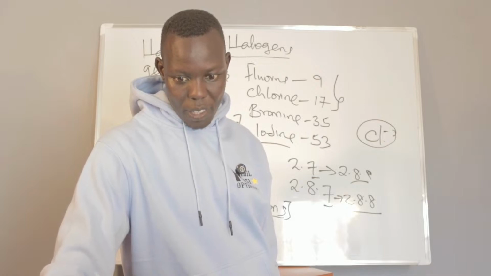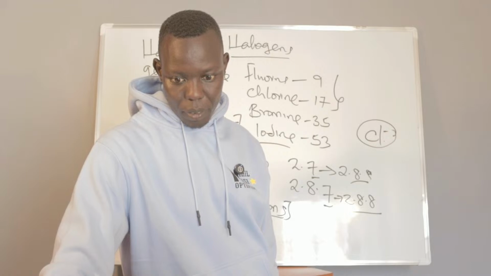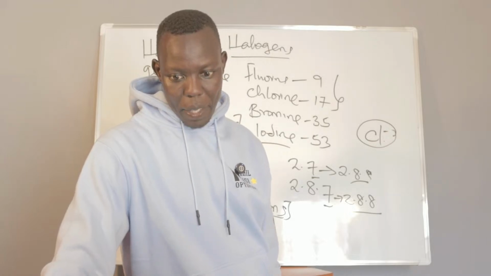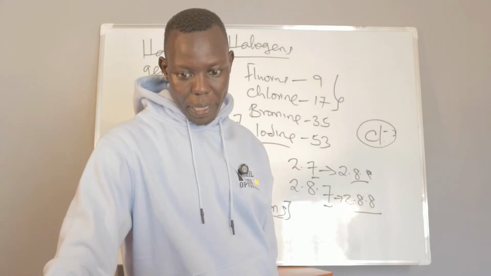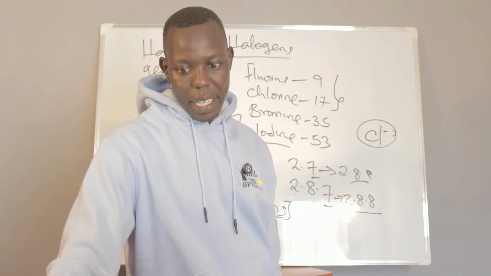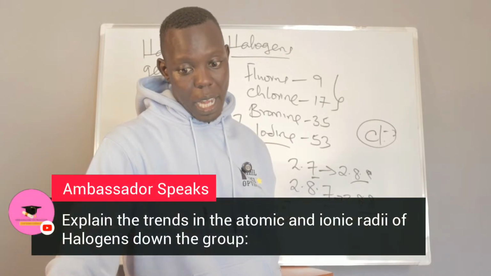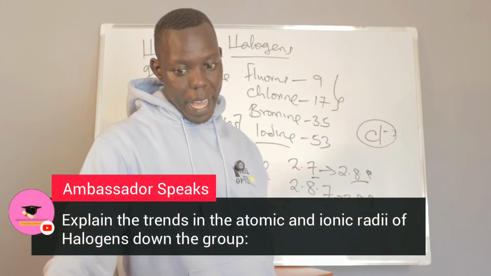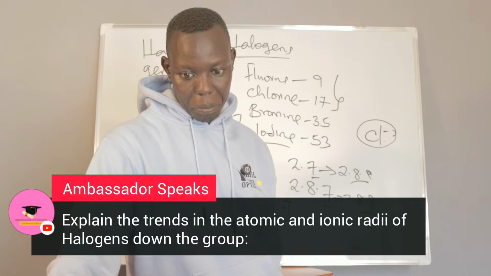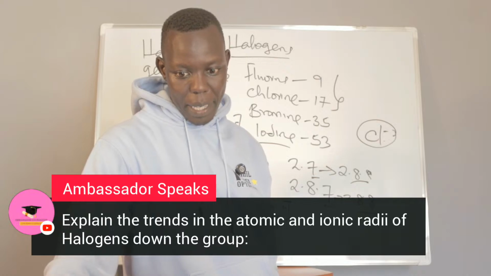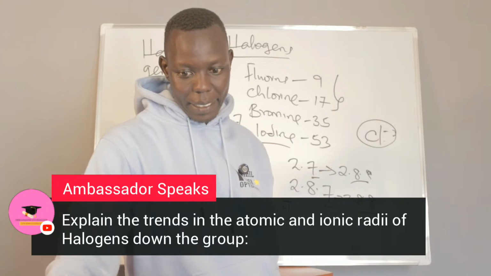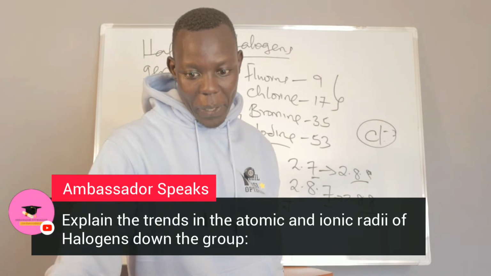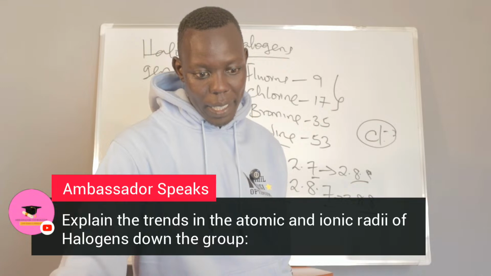The first question is asking there: explain the trends in the atomic and ionic radius of halogens down the group. Are you seeing that question? Yeah. Margaret and Jerry, thank you. And yes, I am in. Let's discuss this. Margaret, look at that question. Explain the trends in the atomic and ionic radius of halogens down the group.